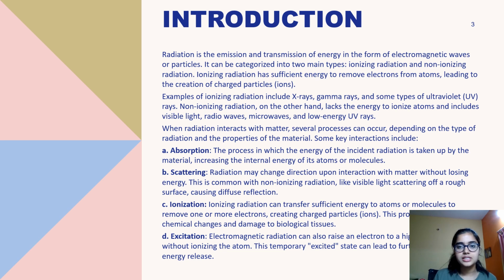It can be categorized into two main types. First is ionizing radiation and second is non-ionizing radiation. An example of ionizing radiation includes X-rays. An example of non-ionizing radiation includes microwaves. When radiation interacts with matter, several processes can occur, depending on the type of radiation and properties of the material.